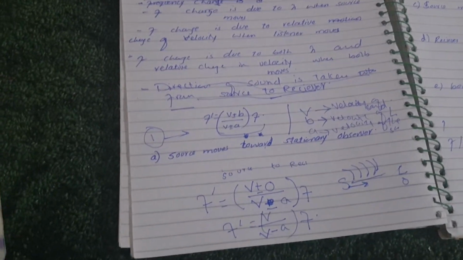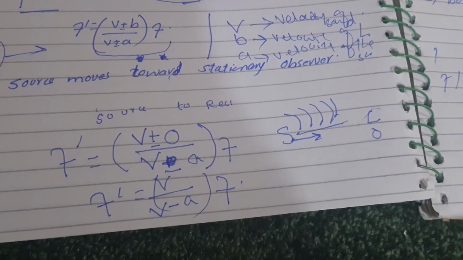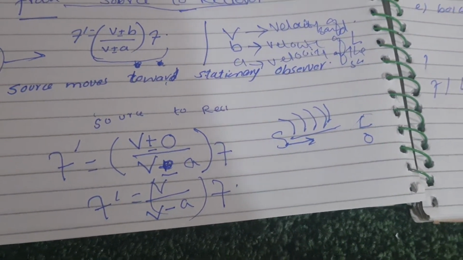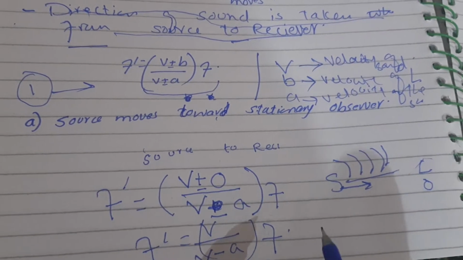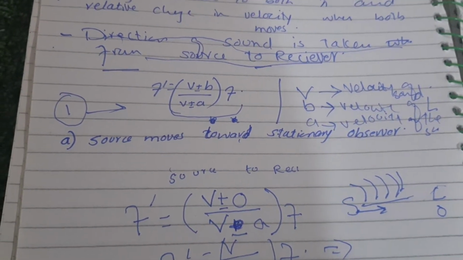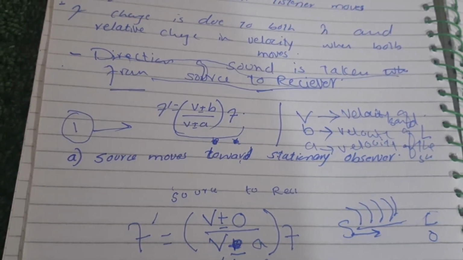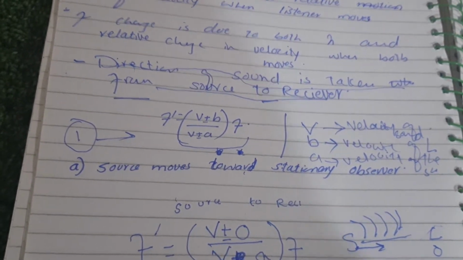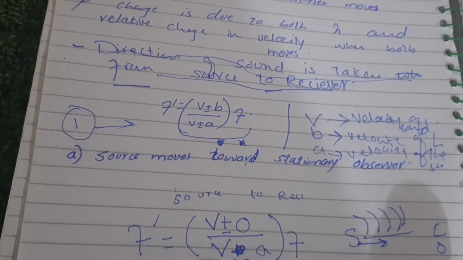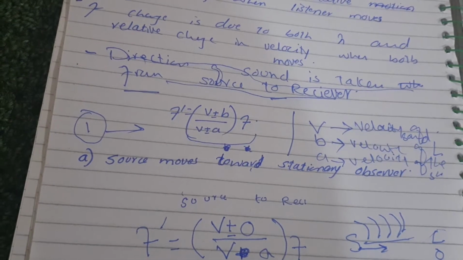Now as I already told you, whenever the source of sound moves, then the wavelength changes. The change in the frequency is due to the change in wavelength. So what will be the new wavelength? The new wavelength is always due to the motion of the source. It's not due to the listener.